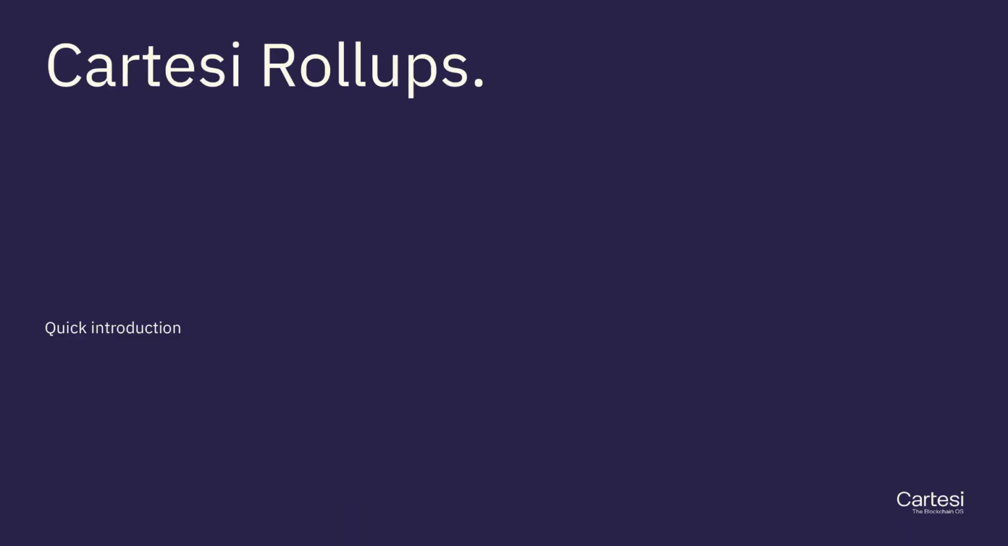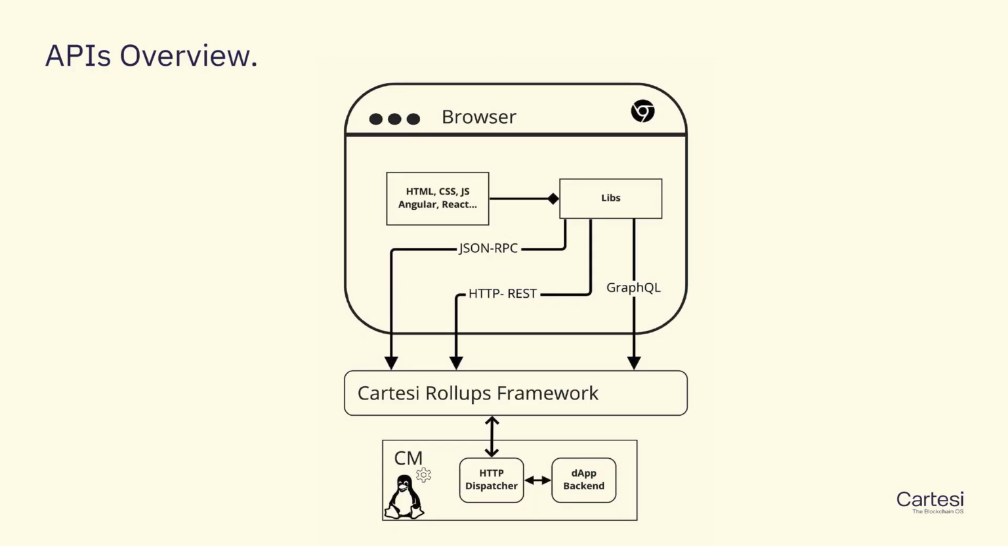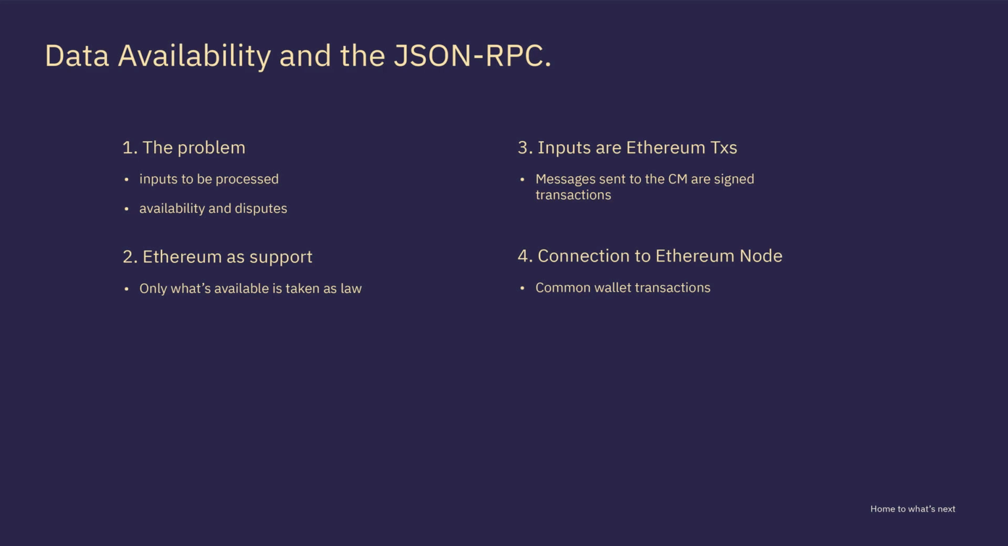Now, let's go through a quick introduction on how the Cartesi rollups actually work. The previous figure just stated libs, and now we're going to break down exactly how it works. Basically, your front end will interface with the Cartesi rollups using three different interfaces. The first one is a JSON RPC interface. And that's just the same interface you use when you're developing with Web3.